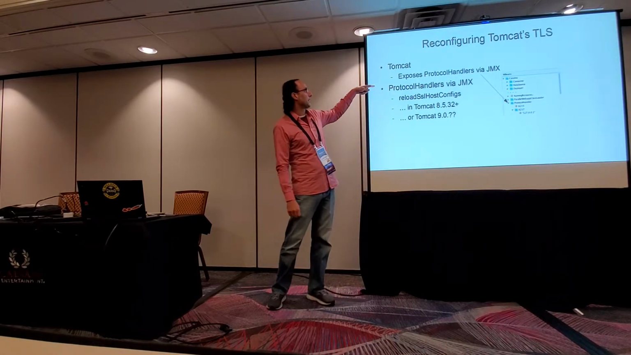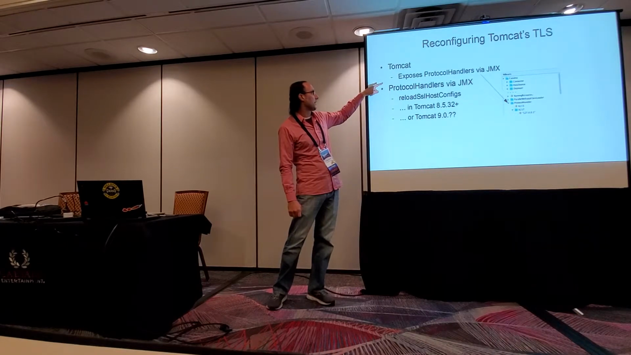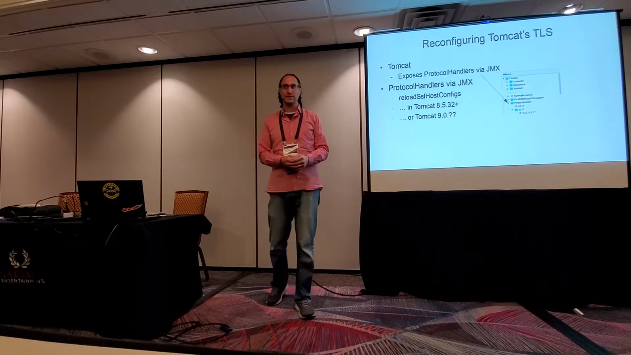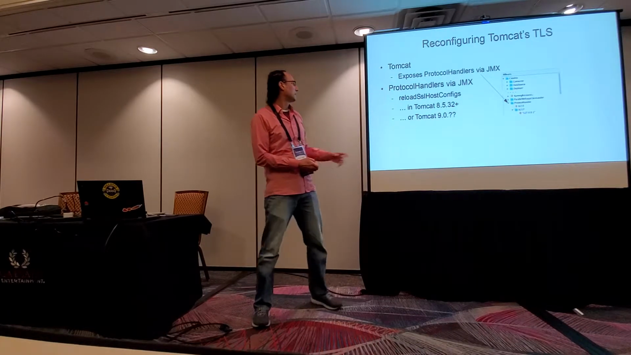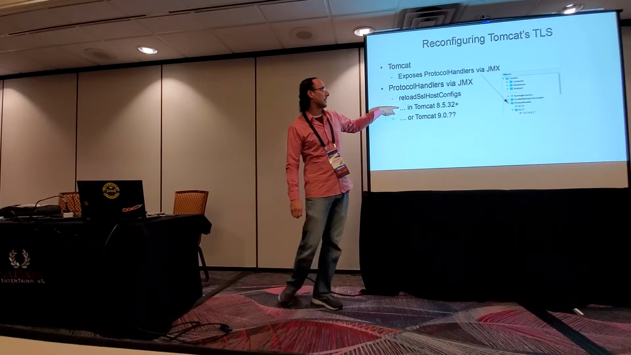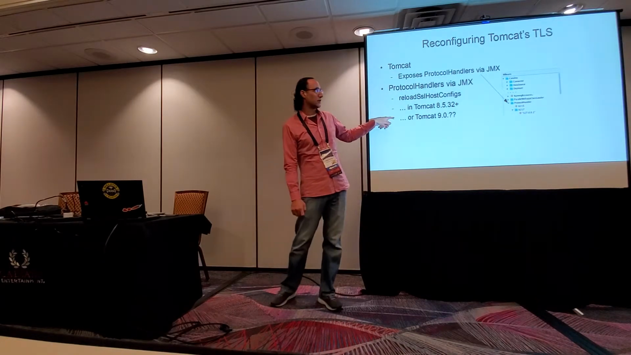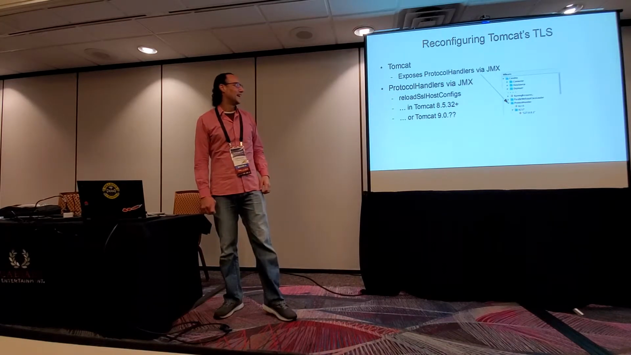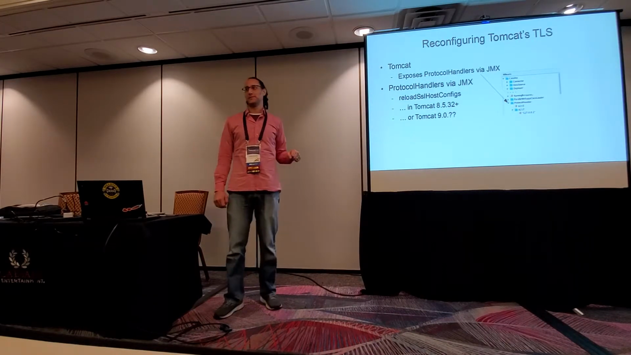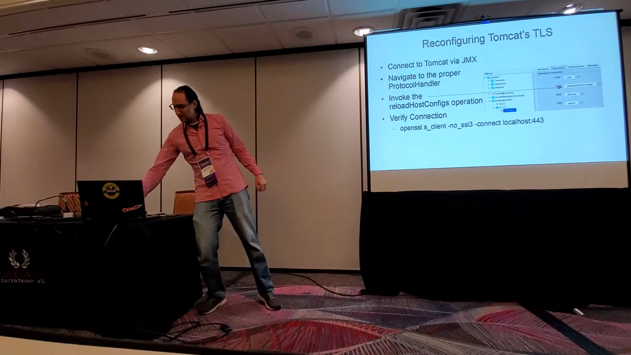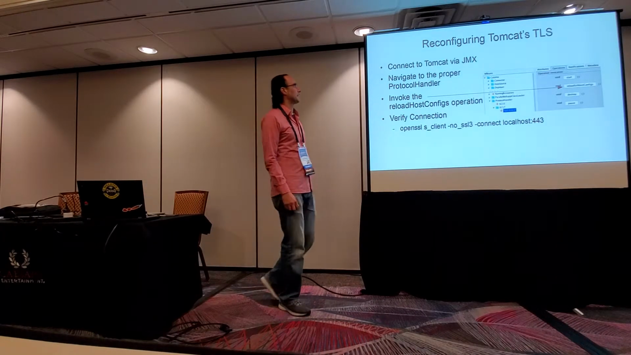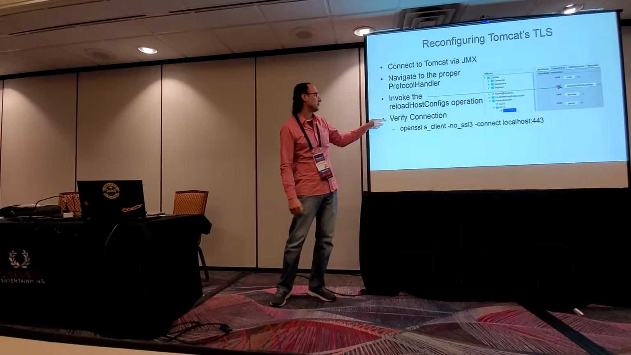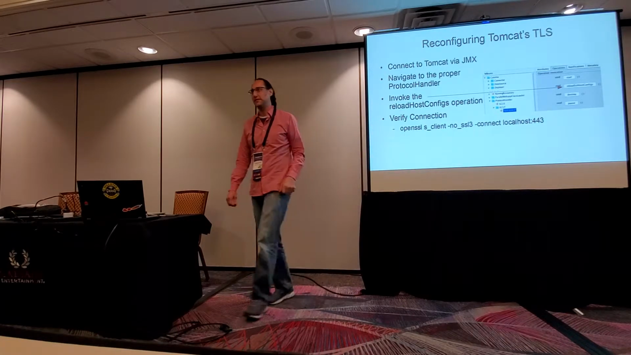If you find a protocol handler in JMX, you'll see that there is a callable function called reloadSslHostConfigs. And that was added in 8.5.32 and 9.0 something, about the same time as 8.0.32. But if it's there, it's reliable. So, to reconfigure Tomcat's TLS, you connect to Tomcat via JMX, you navigate over there, you invoke this operation, you verify the connection using that OpenSSL.